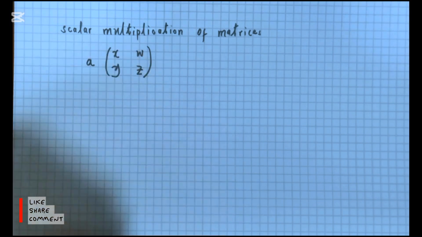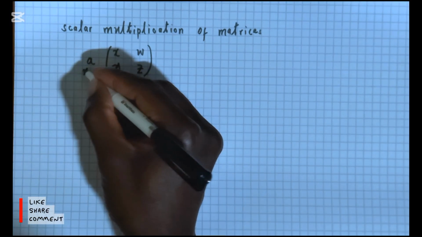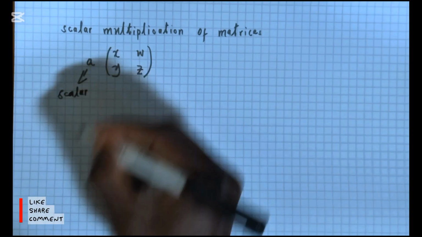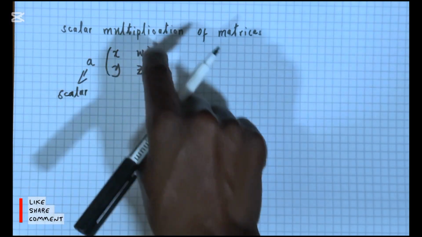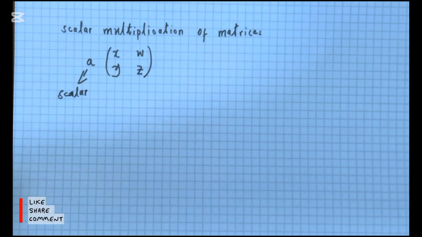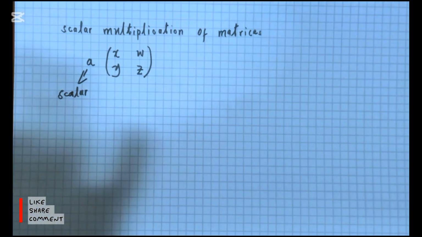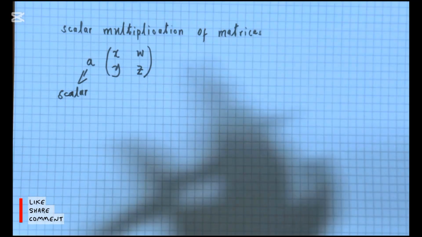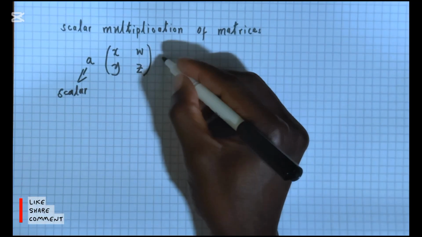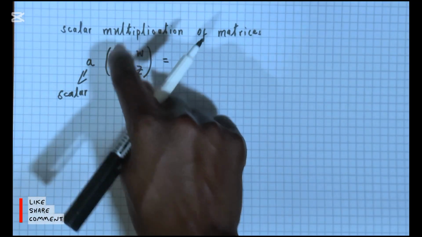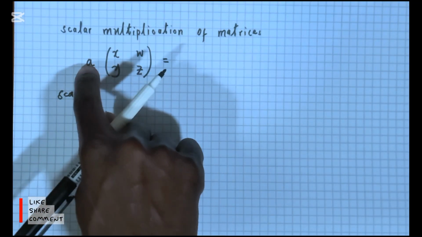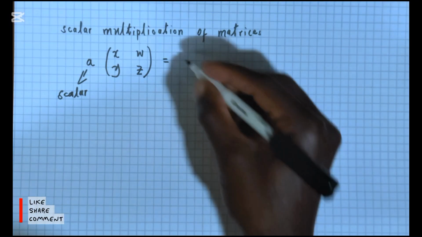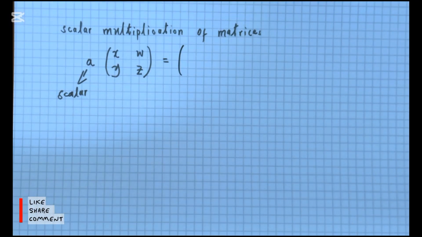And so A here is what we call the scalar. So we are multiplying A by the matrix that we are having here. Whenever you have a situation like this, what this means is that we're supposed to multiply A by every term in the matrix. And so the scalar multiplication of A with this matrix will give the following result.